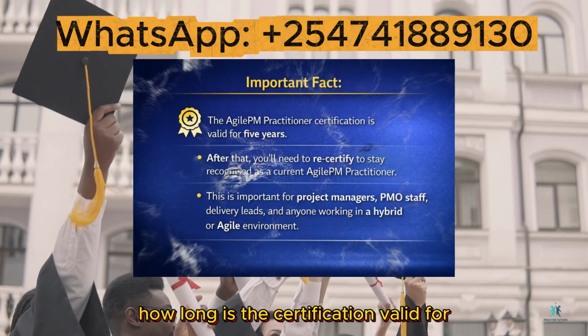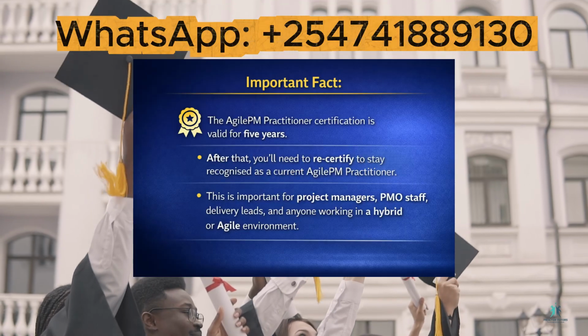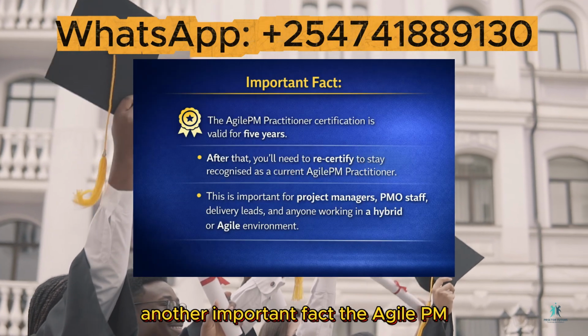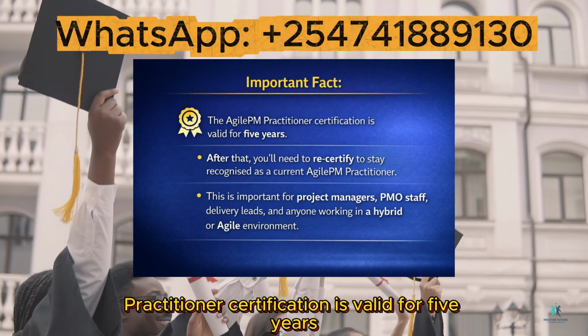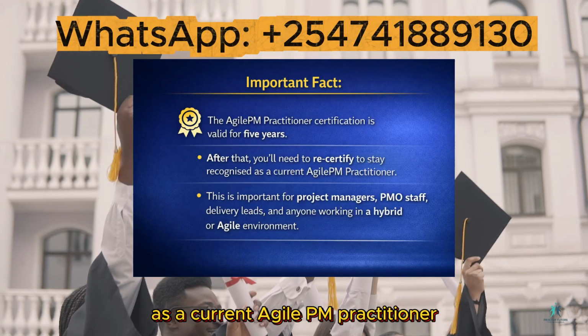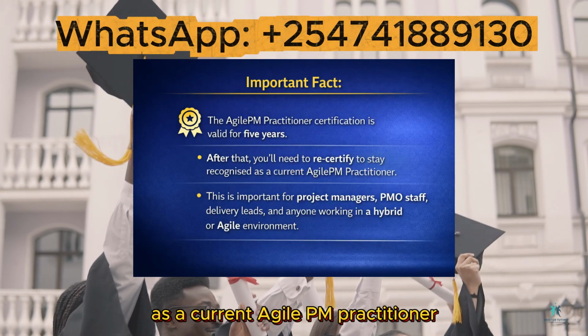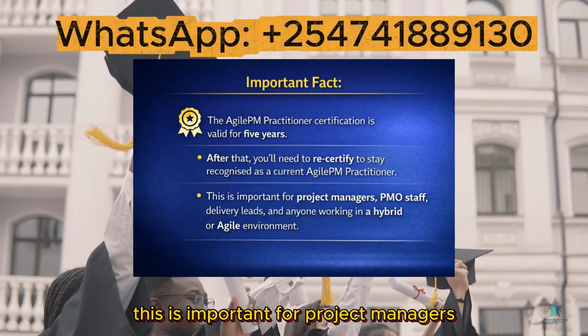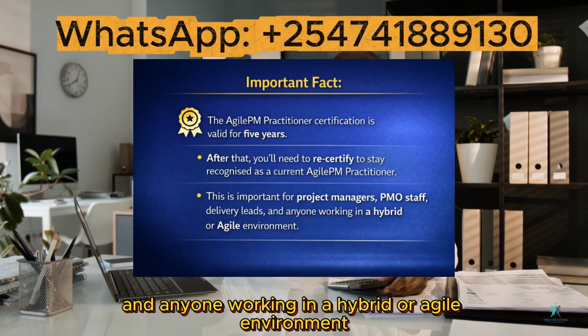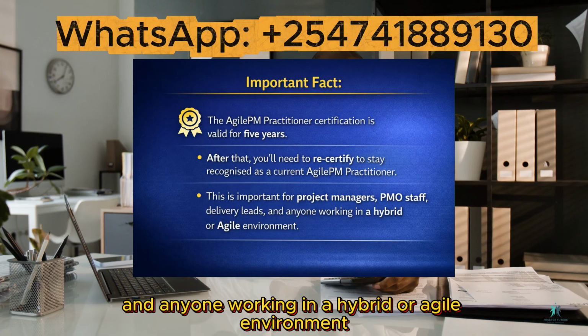How long is the certification valid for? Another important fact: the Agile PM Practitioner certification is valid for 5 years. After that, you'll need to recertify to stay recognized as a current Agile PM Practitioner. This is important for project managers, PMO staff, delivery leads, and anyone working in a hybrid or Agile environment.